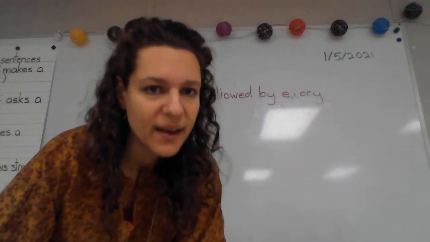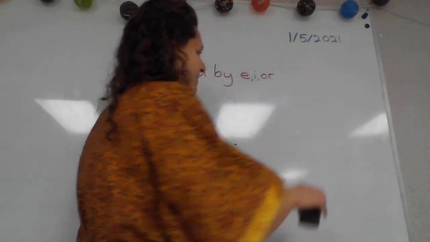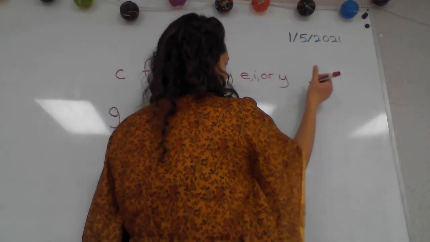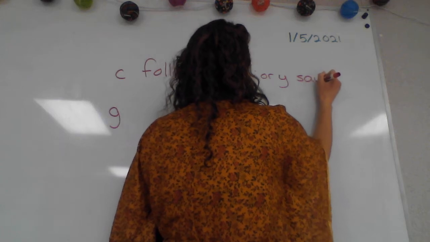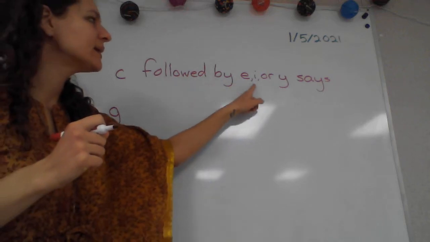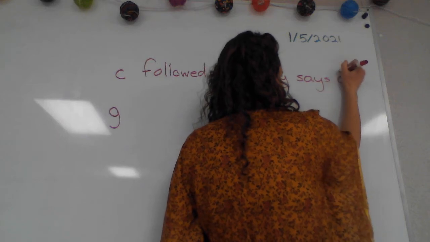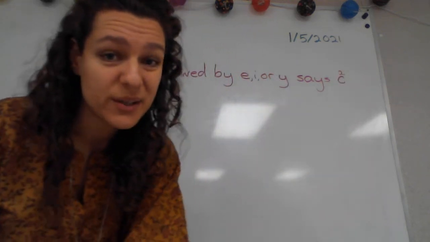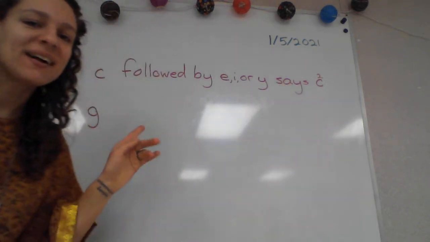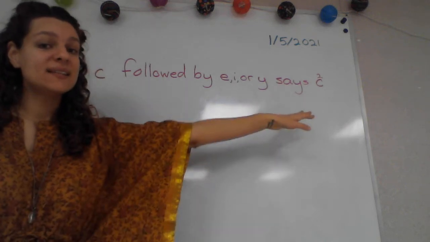Oops. So you might notice between my E and I, and then after my I, I've got commas, remember, because we're making a list. And anytime we're making a list, we're going to put commas between the different things in our list. So C followed by E, I or Y says S. We're going to show that with a C with a 2 on top of it. I know we don't mark our words that way, but it helps us remember S. All right, say that rule with me one more time. C followed by E, I, or Y says S.